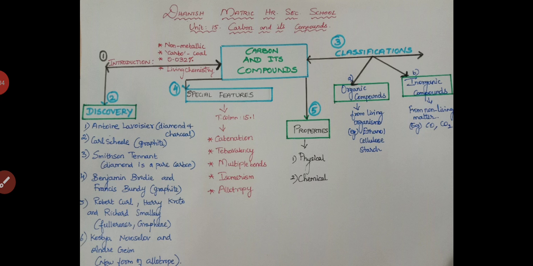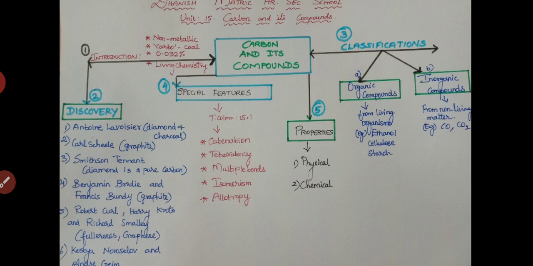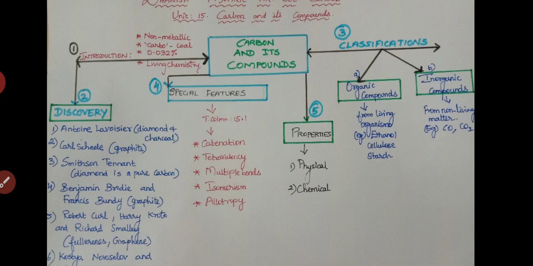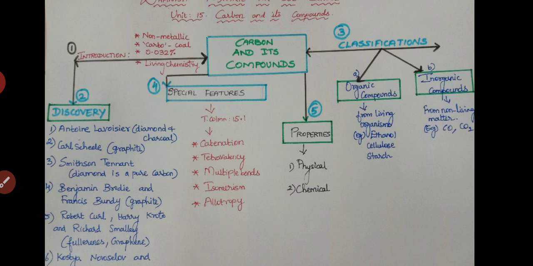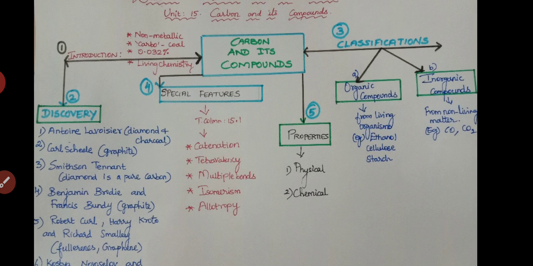This is Chemical Science, Unit 15, Carbon and its Compounds, Part 1. So the lesson name is Carbon and its Compounds. After completing this lesson, you will be able to explain the special features of carbon, know about the isomeric and allotropic forms of carbon compounds, recognize the various inorganic carbon compounds and their uses, identify the codes of various plastics, and know the legal measures to prevent plastic pollution.